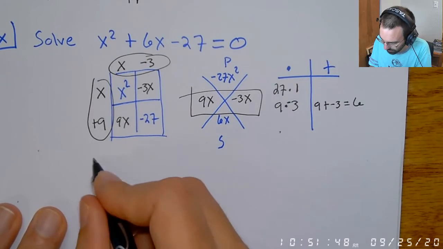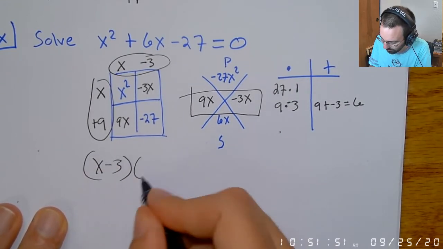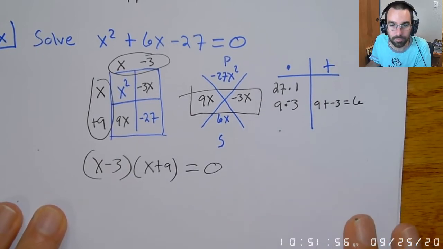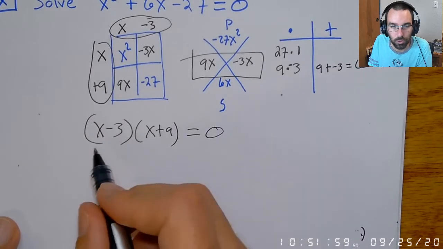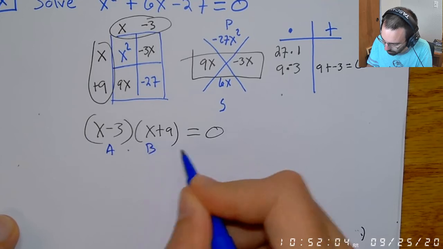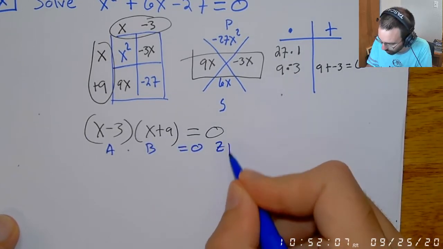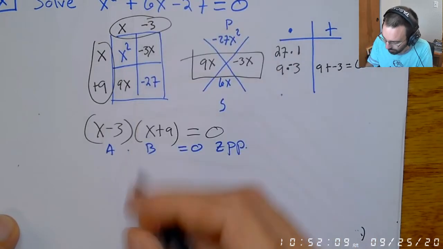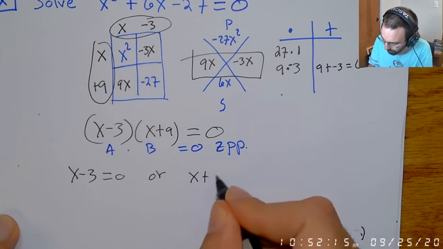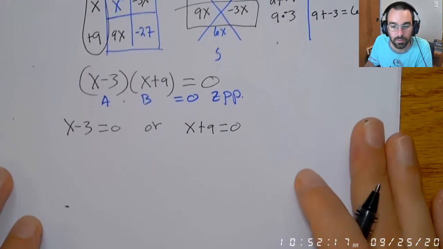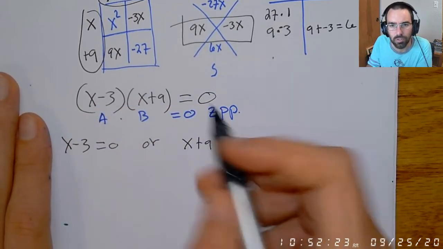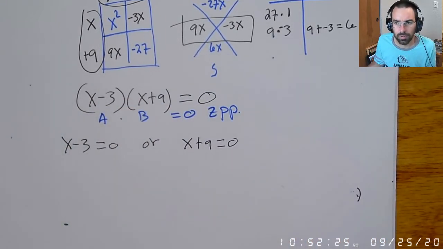So I'm going to write x minus 3 times x plus 9 equals 0. Okay? So I have this. So then here, what do I have? I have two things being multiplied that equals 0. So I can use the zero product property. So I can say x minus 3 equals 0, or x plus 9 equals 0. Okay, and I'm going to stop there. Are you guys okay with the factoring, setting it equal to 0, doing zero product property? We okay with that?